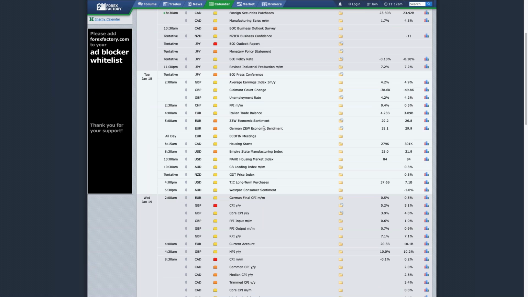Look at the German ZEW economic sentiment. Don't forget, Germany is the most influential country in the eurozone in terms of its GDP and arguably politics as well, right? So if there's strong German economic sentiment, that's good for the euro. If it's weak, if there's any poor sentiment, that's further pressure on the euro potentially. So watch out for that. It should be minor, but just note it.